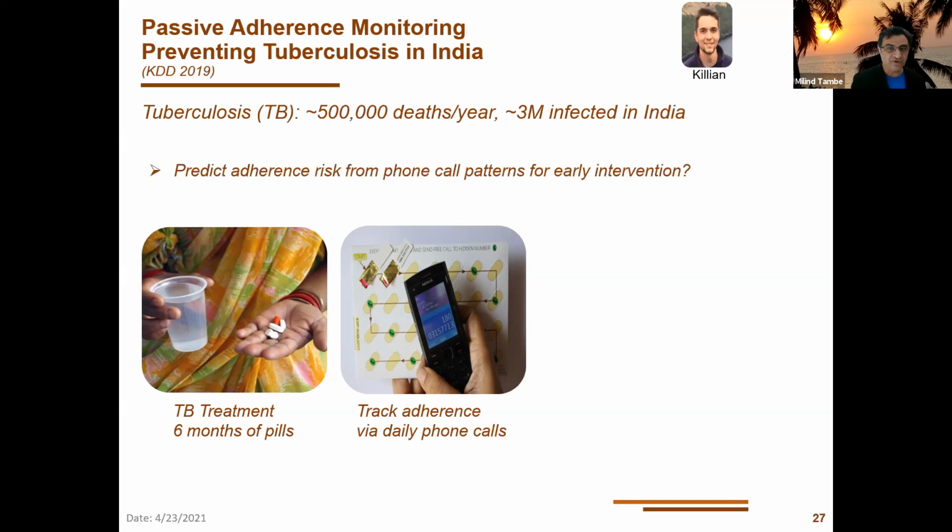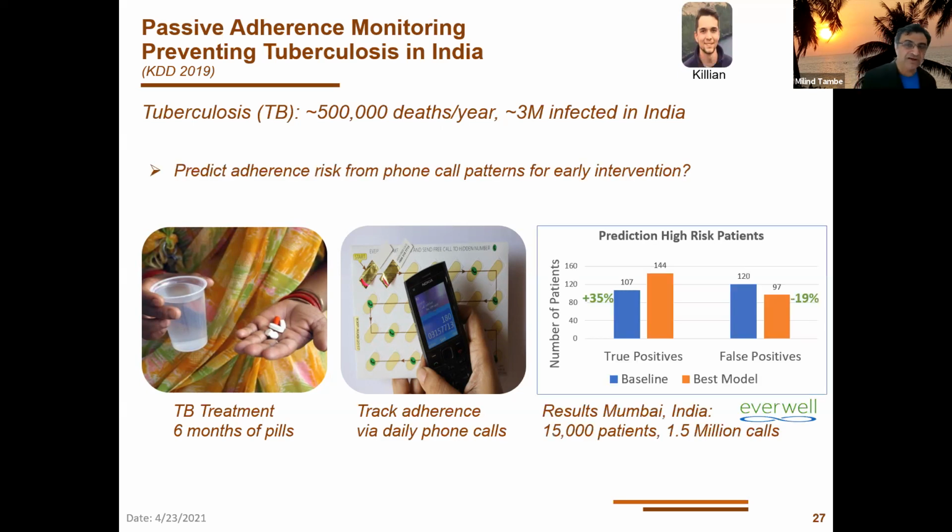So again, with a nonprofit called Everwell, we are looking at the call patterns to predict where these patients are at risk of drop-off so they can be intervened on, stop them from dropping out before they drop out. And these are results from 15,000 patients and 1.5 million phone calls. And we can see that we improve accuracy of prediction over their rule-based system. And this is work where we've made progress in terms of prediction, deploying, whereas with the Arman system, it's being deployed. This particular system, we are in the process of negotiating its deployment.